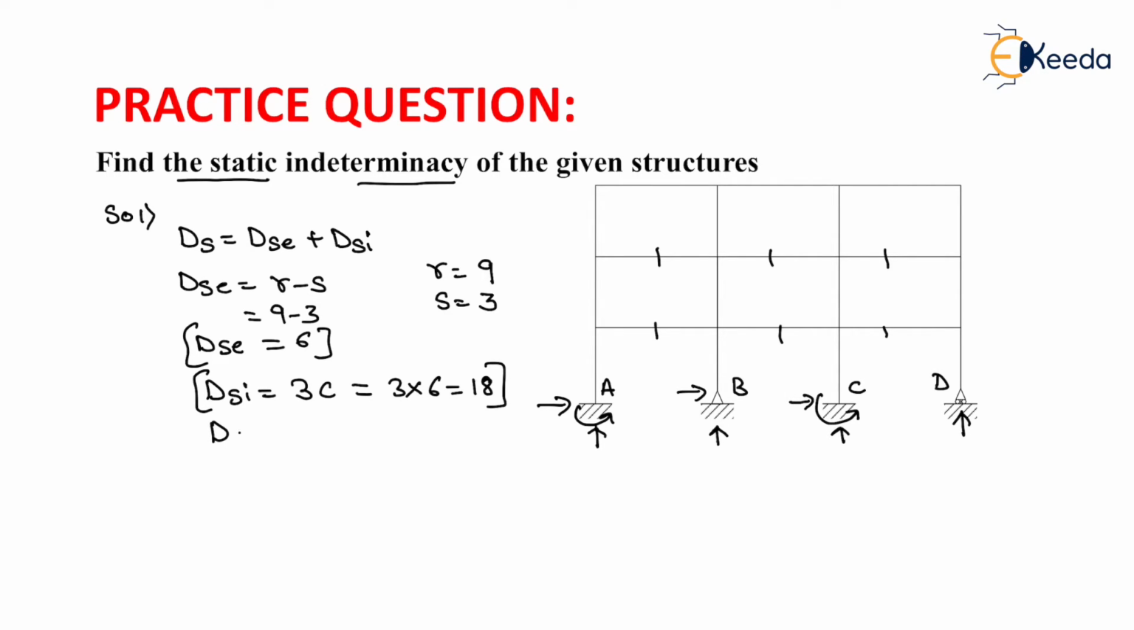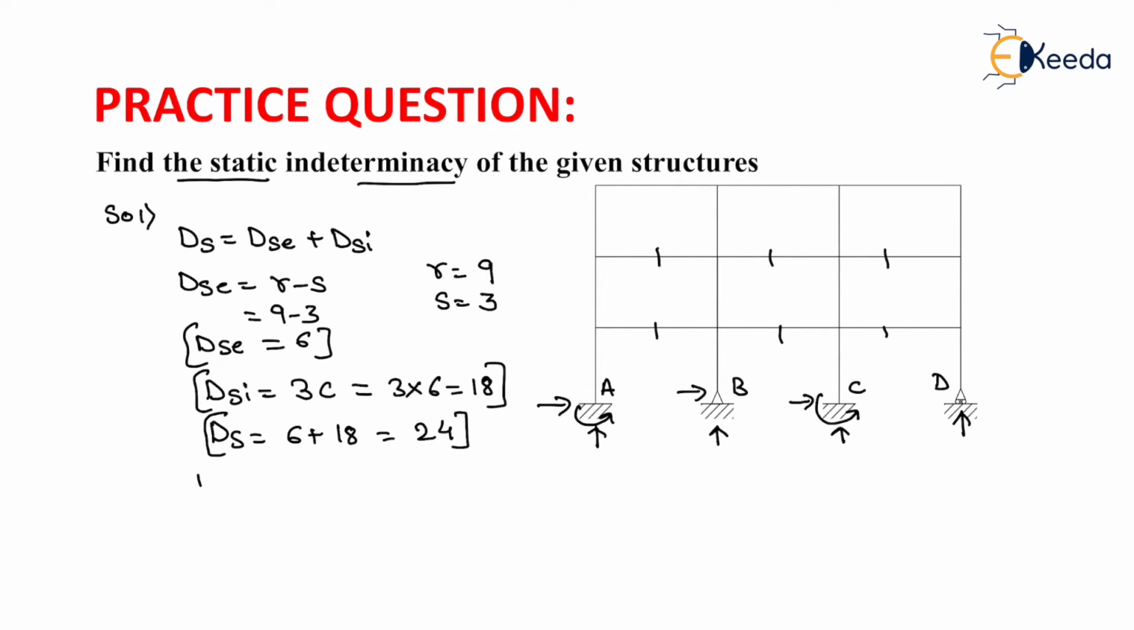Now if you want to calculate the total static indeterminacy, it will be the sum of external static indeterminacy plus internal static indeterminacy. So if you sum these values, it will be equal to what? 24. That will be the static indeterminacy of this frame.